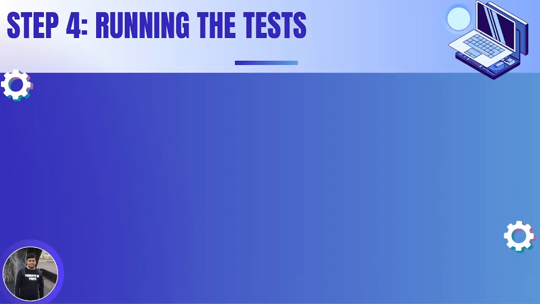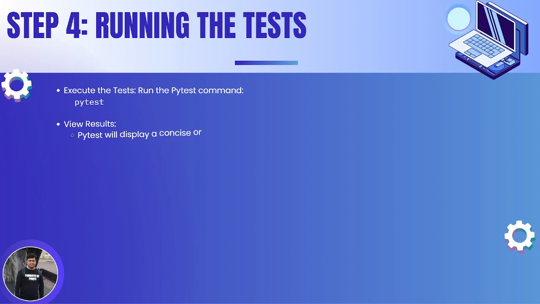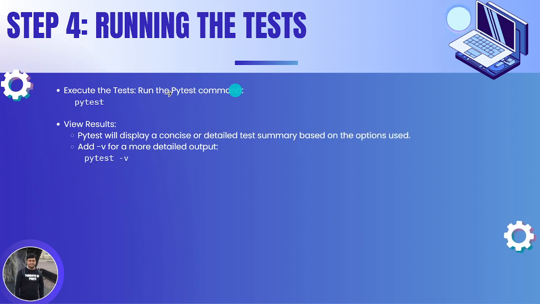Next is running the test. Execute the test, run the test using the pytest command, and then view the report. Pytest will display a concise or detailed test summary based on the options used. Add -v for a more detailed report.